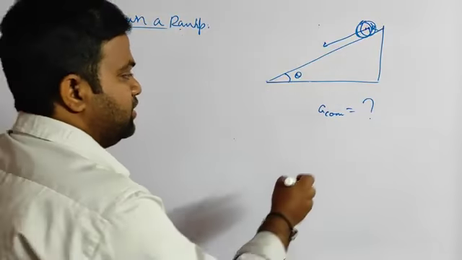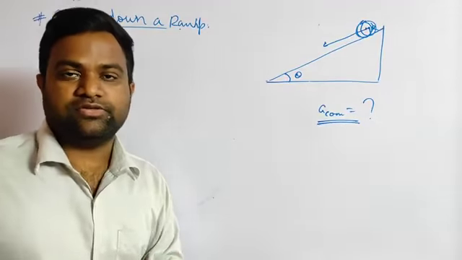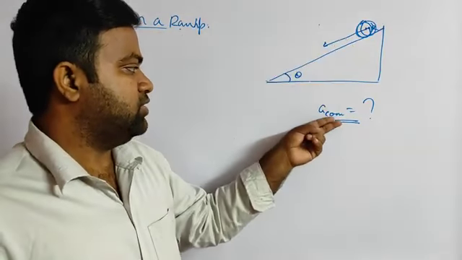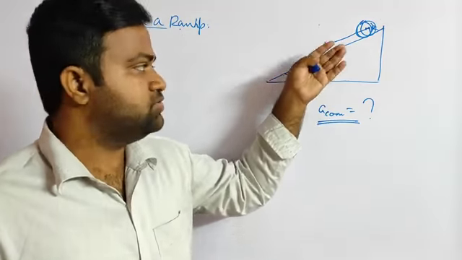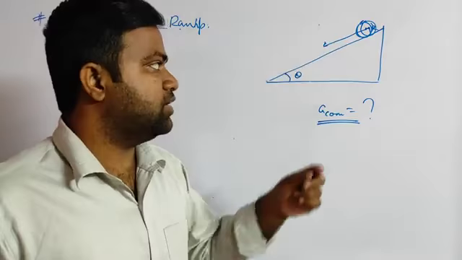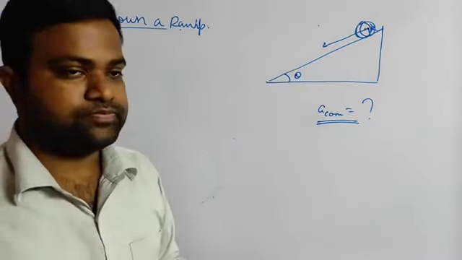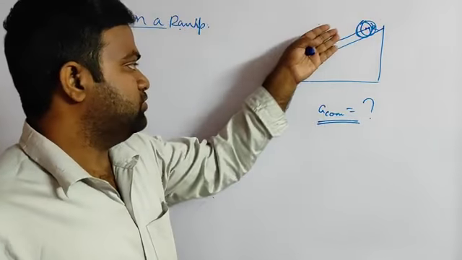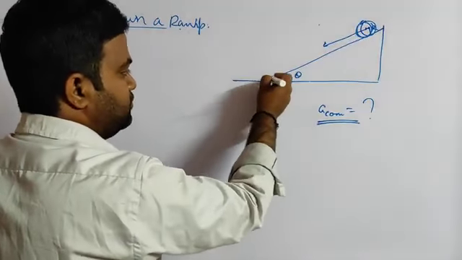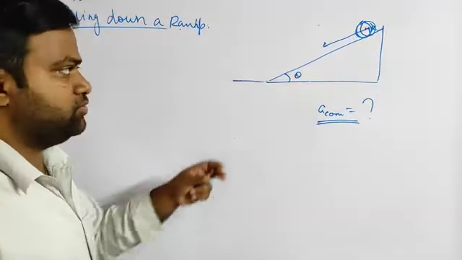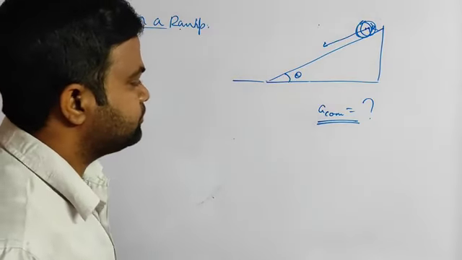So how will you calculate the acceleration? Two types of questions come. One comes for the acceleration, another one comes for the velocity. The velocity one you can calculate using the kinetic energy and the potential energy. With that combination, you can calculate the velocity with which the object will strike the ground.